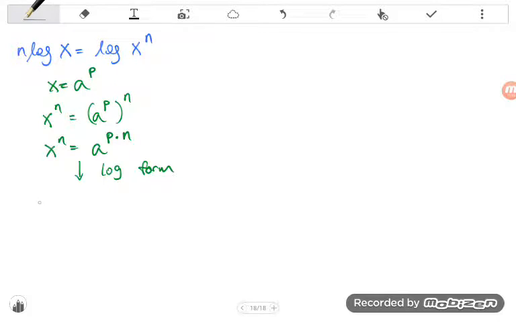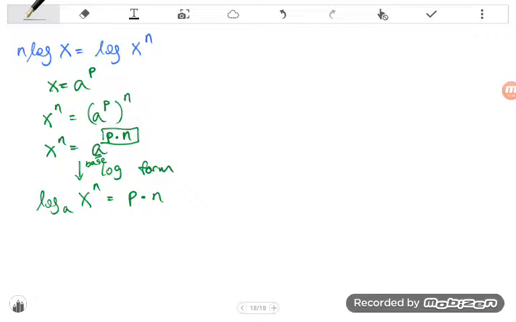Let's see what happens. Let's try and change this exponential to log form. I will have log, the base is a, and then the exponent that I'm interested in is p and n. So log base a of x to the power of n is equal to p times n. This is the exponent, this is the base. Right? Cool.